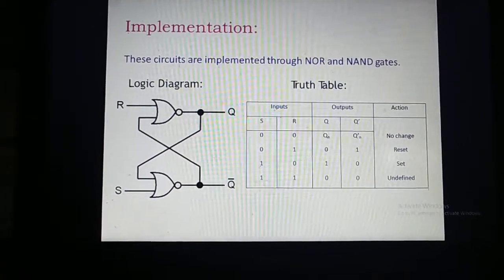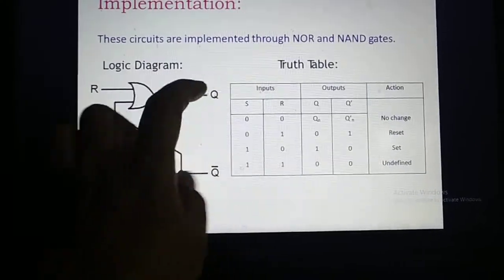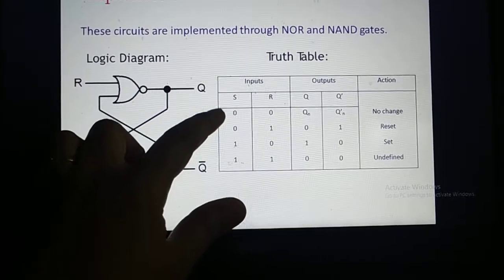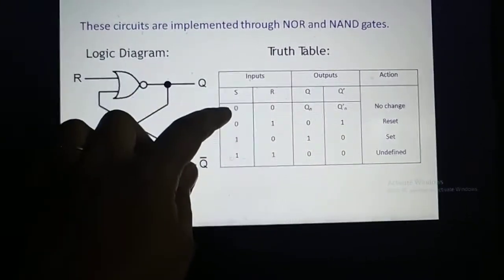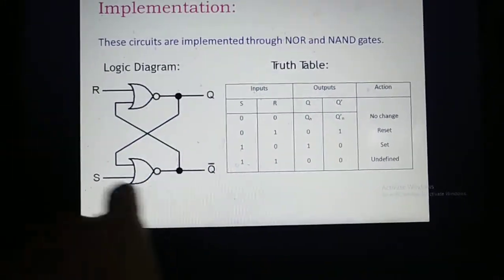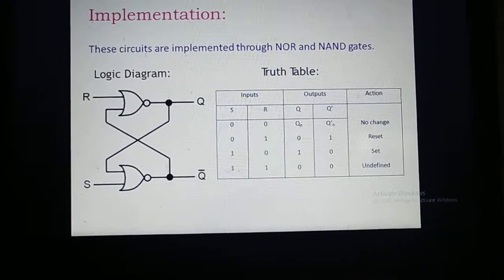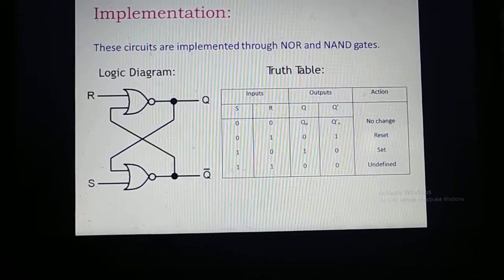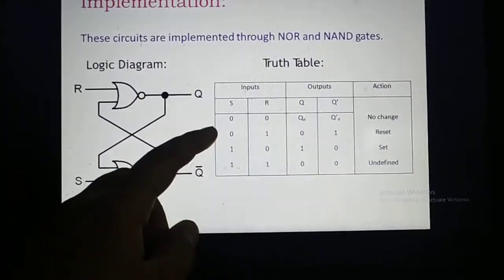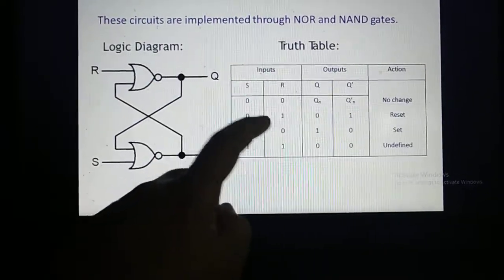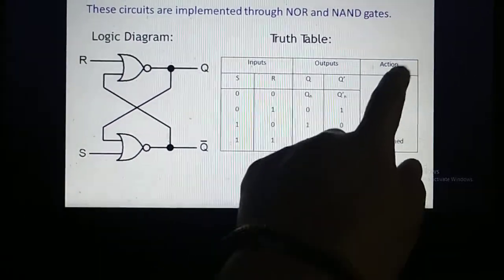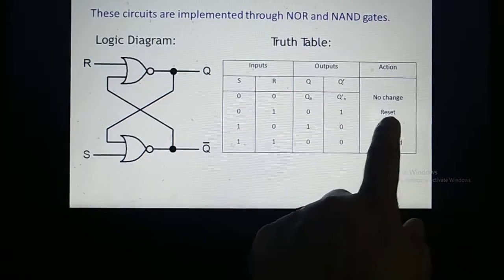As you can see here, for S and R inputs there are four input conditions. The first input condition is 0 and 0, when S and R are 0 and 0. The action taken by this RS flip-flop circuit is no change. No change means the output stays the same as its previous condition. Consider another condition, 0 and 1. It means set equals 0 and reset equals 1, so the action taken by this flip-flop is reset.